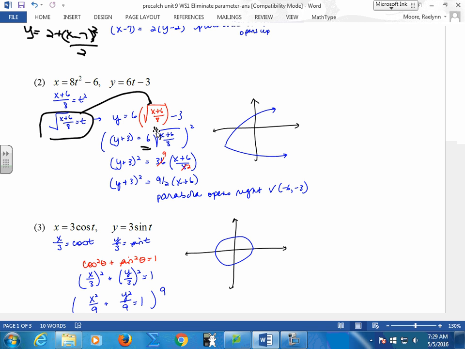When you have a radical, isolate your radical, get it by itself, and then square it. In this case, I don't think you wanted to divide by 6, but you could. You could have divided by 6 first and then squared it, and then multiplied the 36 back to the other side. Whatever works for you.